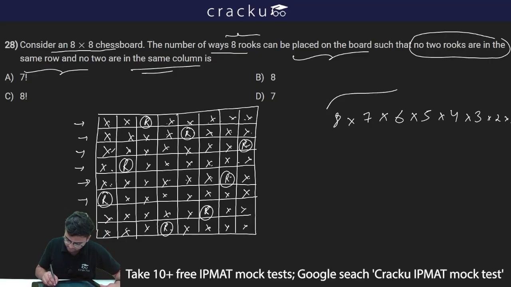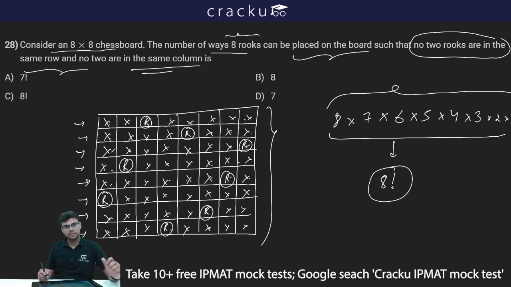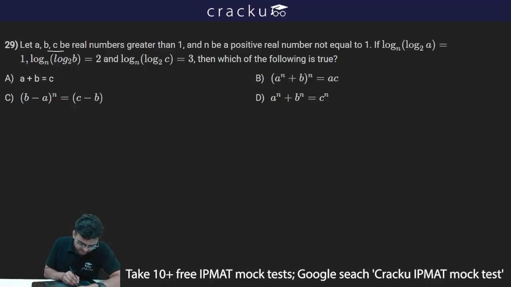Thus this is the number of ways in which I can place my 8 rooks in a way that none of them are in the same row or same column. You can clearly see in this diagram there are no rooks which are in the same row or the same column. Thus this is equal to 8 into 7 into 6 into 5 into 4 into 3 into 2 into 1. This is the number of ways, and this is equal to 8 factorial. So the number of ways of putting 8 rooks on the chessboard such that none of the 2 are in the same row or in the same column is 8 factorial, and therefore I can say option C is the correct answer.